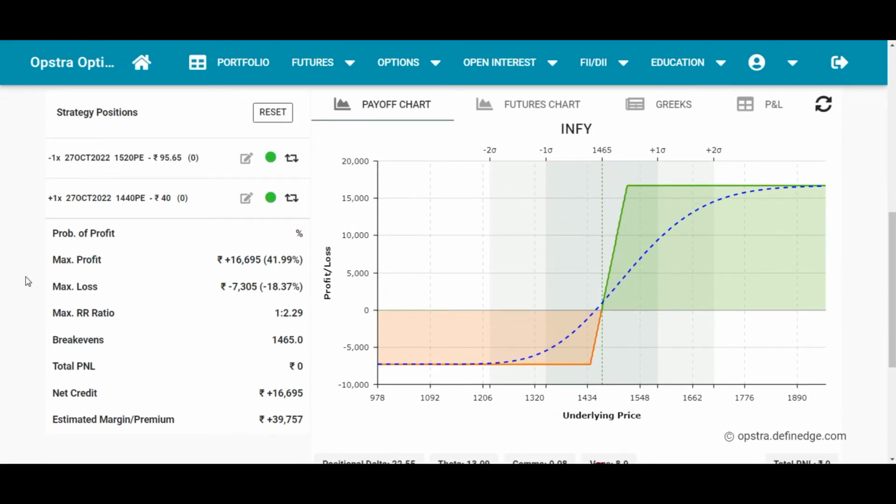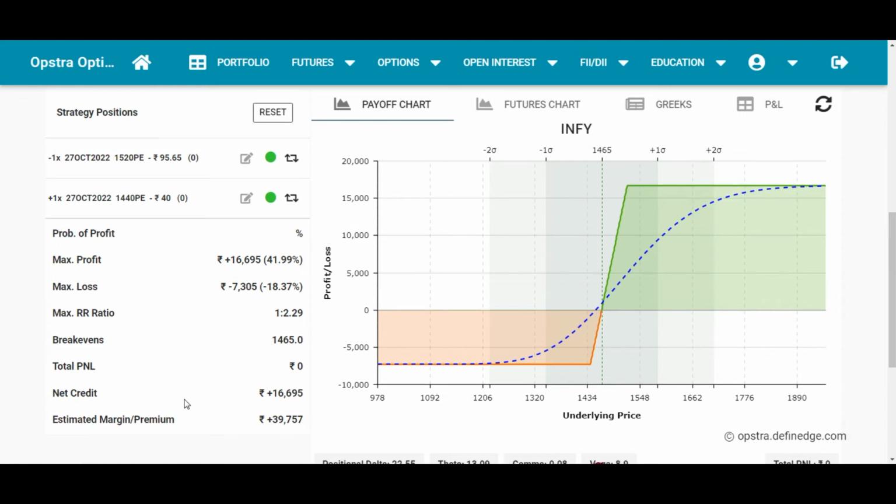So in this strategy you will be having a max profit of around 16,695 rupees, which is almost 41.99% on your capital. So here you will be having a max loss of 7,305 rupees, which is almost minus 18.37%. So here max risk to reward ratio is 1:2.29 levels. So the break even will be 1465 levels on the lower side. This means that if the Infosys is expiring below 1465 levels, then you will end up making loss of 7,305 rupees.